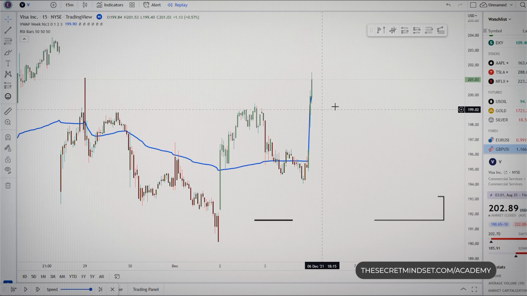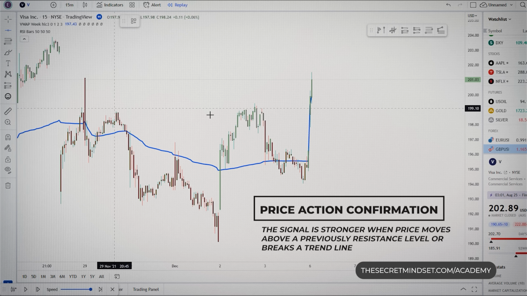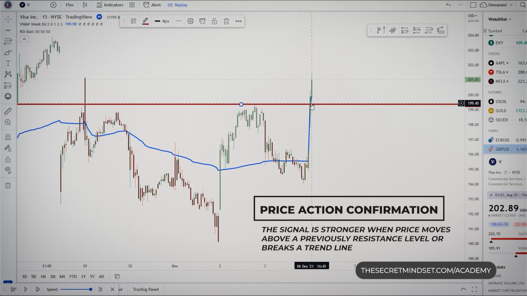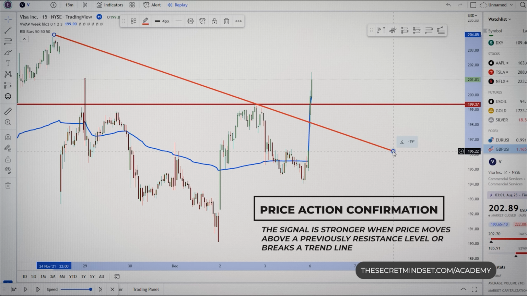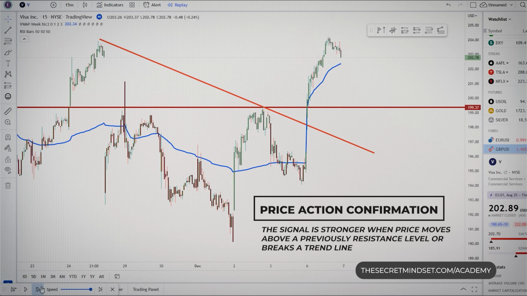And to filter signals, it's also good to have a price action confirmation. The weekly VWAP RSI signal is stronger and more reliable when price moves above a previous resistance level or breaks a trend line, a confluence which may result in an extended price run.